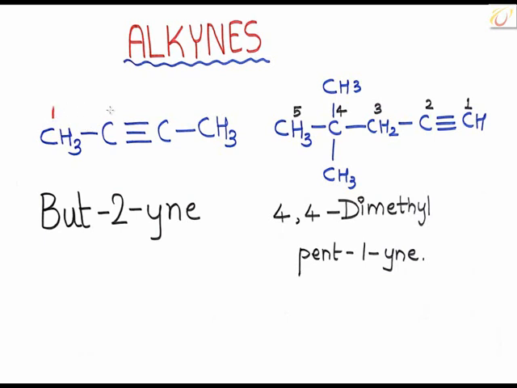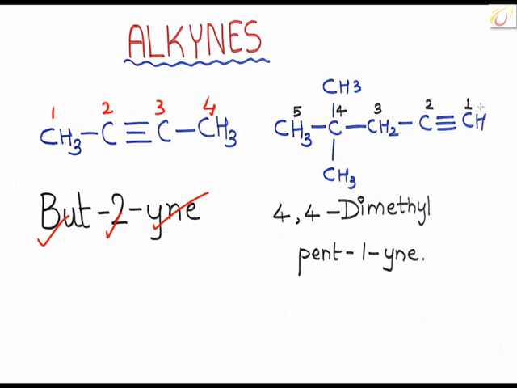Here, this is how we will number. You can number it from either end. There are 4 carbons, so the root word is but. The triple bond is between carbon number 2 and 3. So the lower number 2 is mentioned. And the primary suffix indicating a triple bond is yne. So this is 2-butyne or but-2-yne.